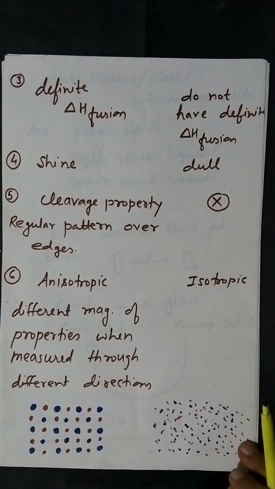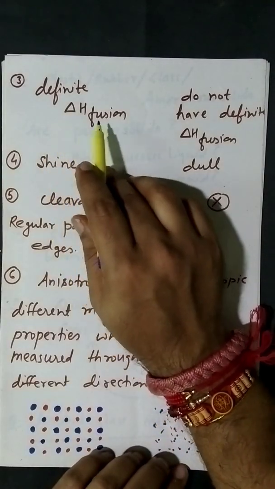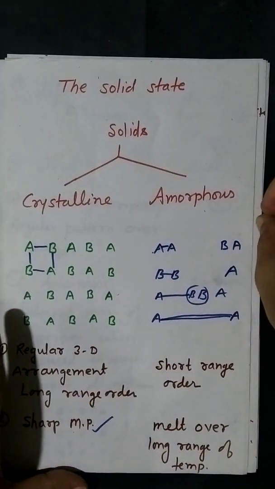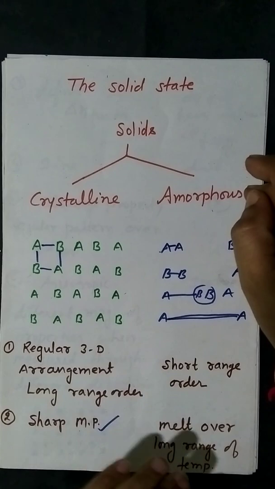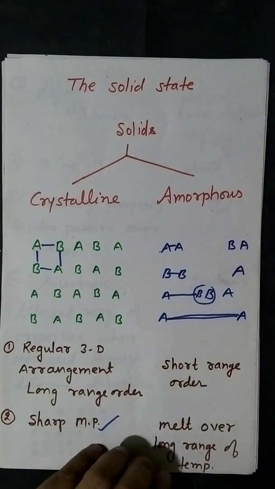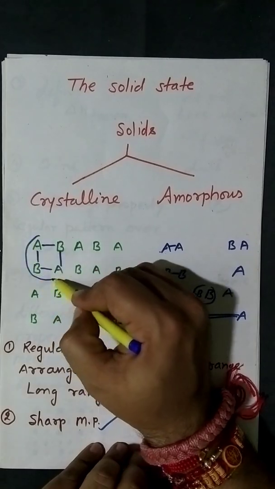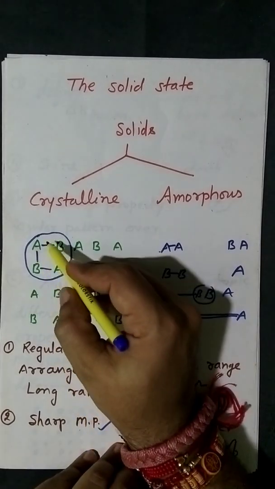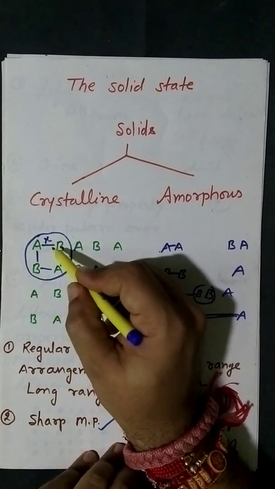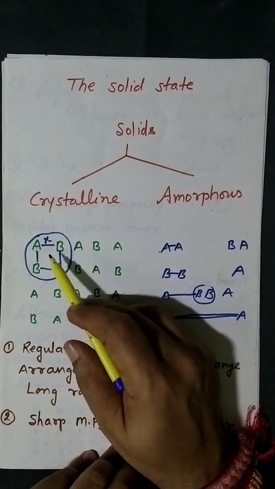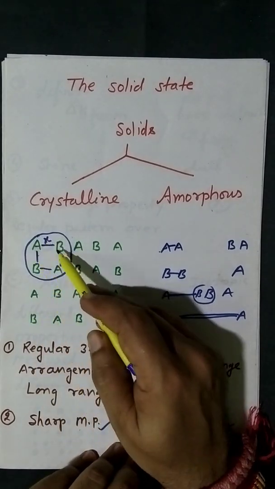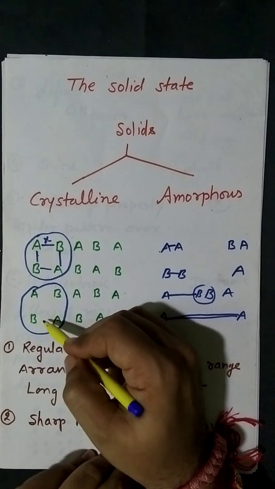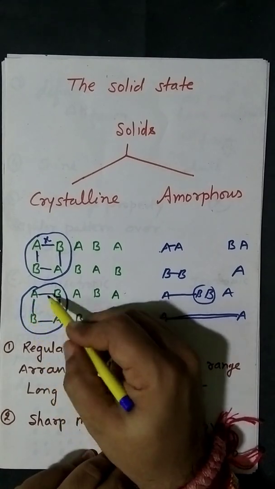The next difference is that crystalline solids have a definite enthalpy of fusion. Enthalpy of fusion means the energy required to convert 1 mole of solid into liquid at the melting point. Now suppose this is 1 mole of substance which comprises 2 A particles and 2 B particles, and let the energy of each bond be X. So to melt this 1 mole we are required to give 4X energy, X for each bond. Now if you melt this other 1 mole, once again the same amount of energy is required because the same type and same number of bonds are there.